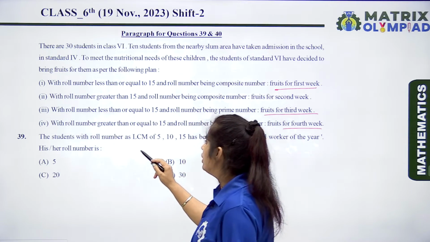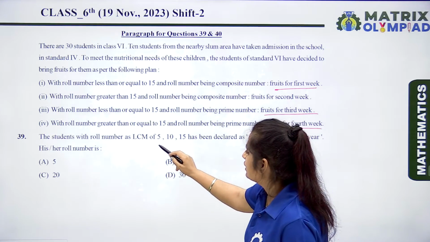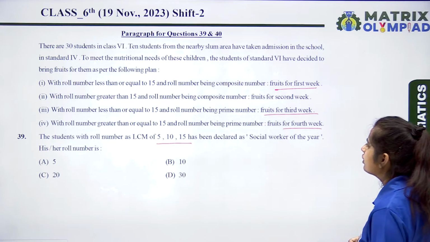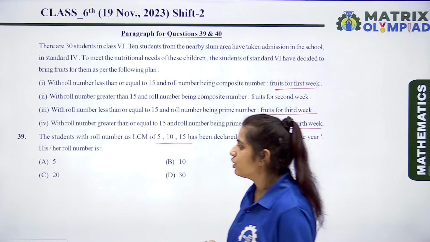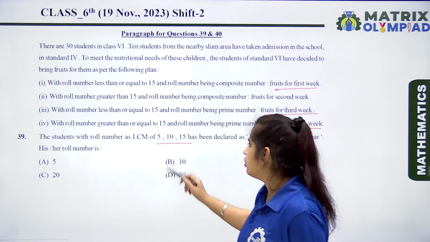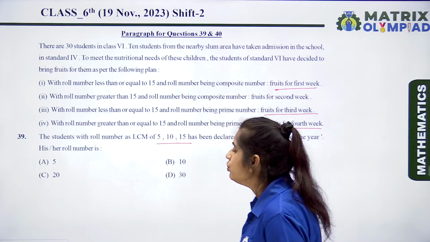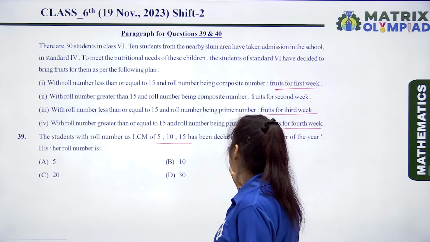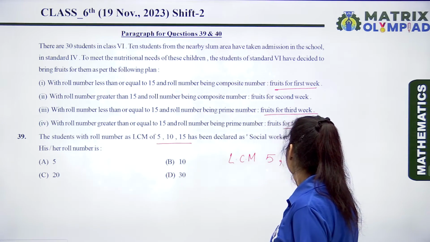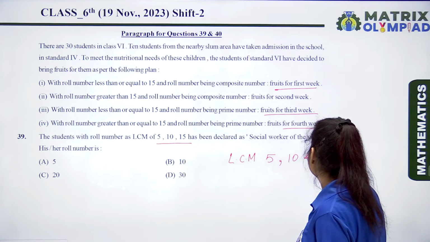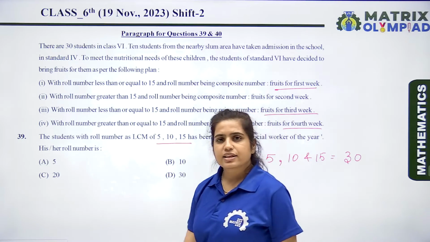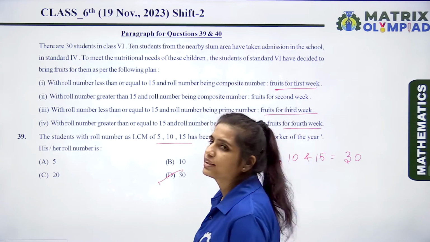The student with roll number as LCM of 5, 10, 15 has been declared as social worker of the week. Her roll number is... So here we have to find out the roll number. Here we have to find the LCM of 5, 10 and 15. The LCM of 5, 10 and 15 is 30. So the correct answer is option D, that is 30.